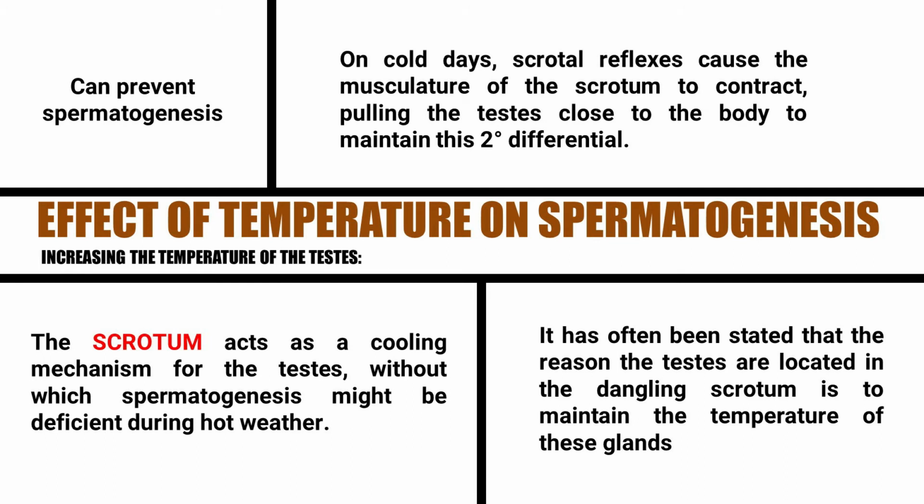The effect of temperature on spermatogenesis: increasing the temperature of the testes. The scrotum acts as a cooling mechanism for the testes, without which spermatogenesis might be deficient during hot weather. It has often been stated that the reason the testes are located in the dangling scrotum is to maintain the temperature of these glands. Did you know that the testes are 5 degrees colder than the rest of the body?